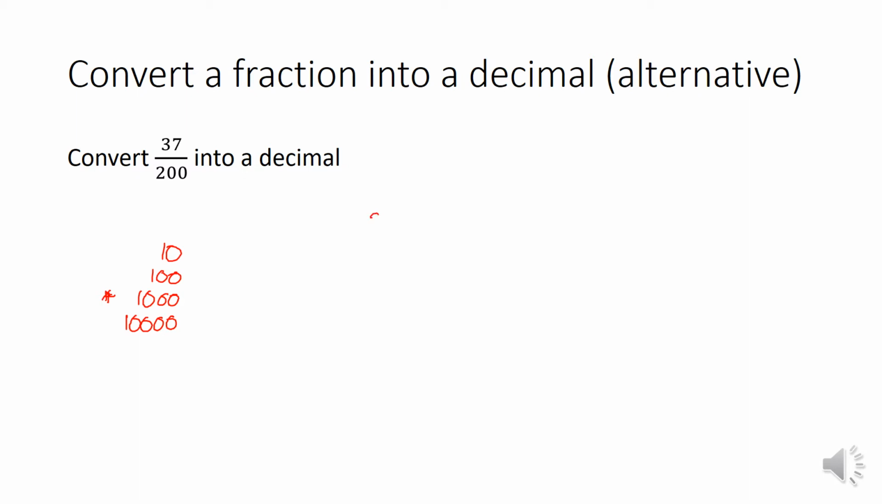So we've got 37/200. What could we times 200 by to get 1,000? If we times it by 5, we're going to get a denominator of 1,000. To keep it equivalent, we have to times the top and the bottom by 5. You might want to use a calculator to do this one. So 37 times 5 would be 185. Okay, so now we're looking at the thousandths column.